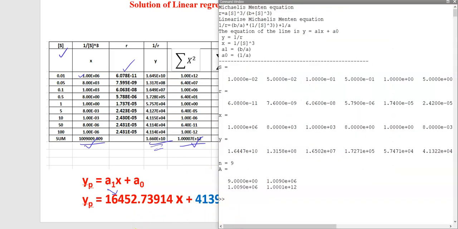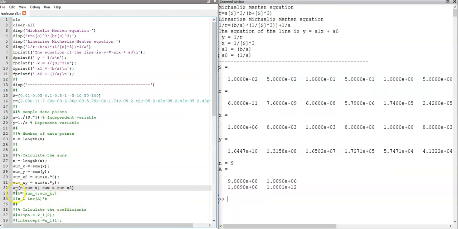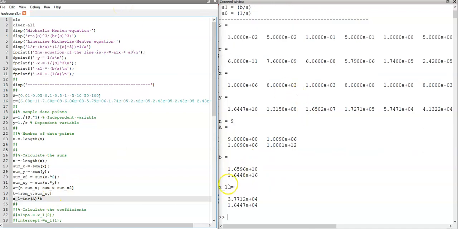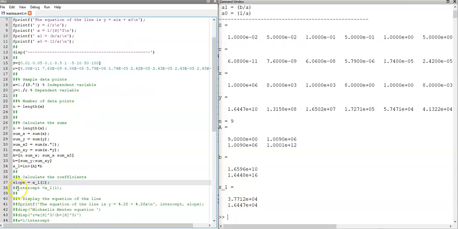Okay, now we can get the B matrix. Then we can calculate A inverse B, which gives the slope and intercept. This is the B matrix, and this is the slope and intercept. So slope and intercept we can get easily.